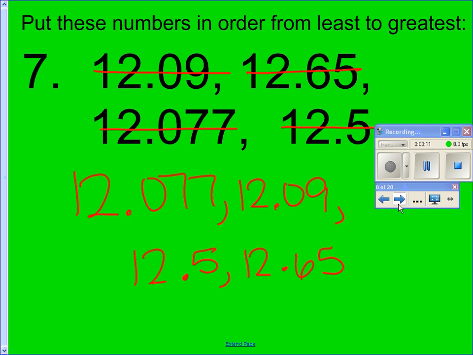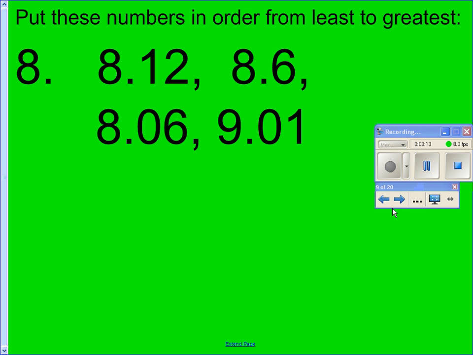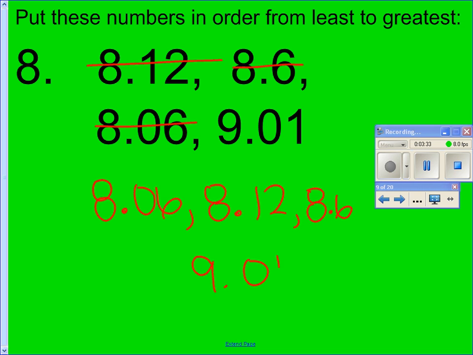Okay, try this next one on your own. You can pause the video. Okay, least to greatest again, you have 8 and 6/10, then 8 and 12 hundredths, then 8 and 6/10, and last is 9 and 100th.